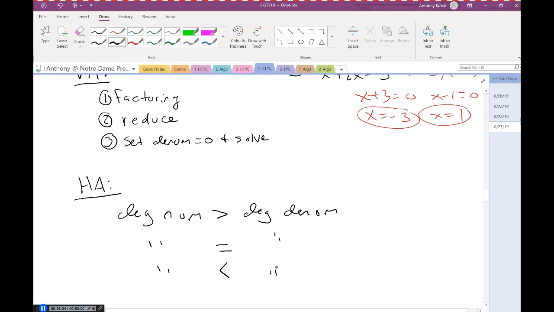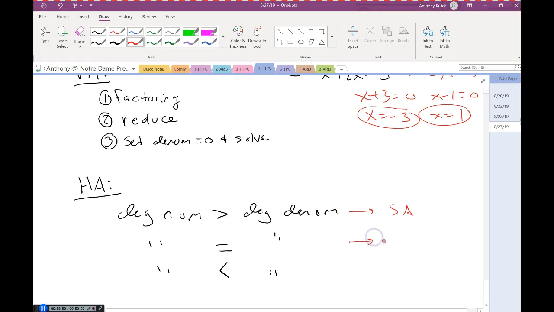So the 3 situations we might run into is when the degree of the numerator is greater than the degree of the denominator, when they're equal, and when it's less. When the degree of the numerator is greater than the degree of the denominator, that's when you get the slant asymptote.